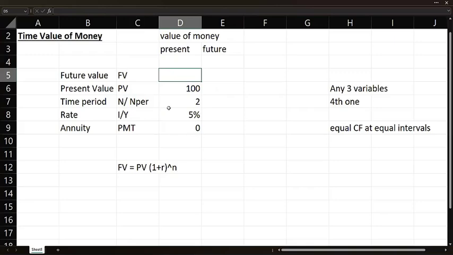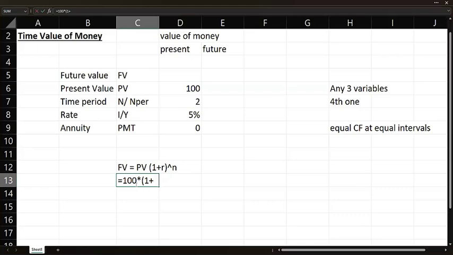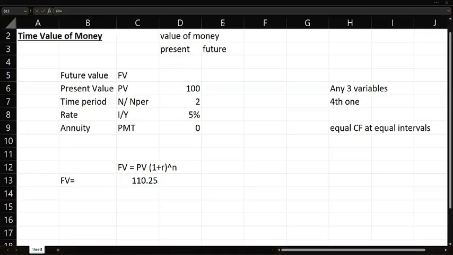So if you're required to find the future value of money, how can you do that? We will be using this formula. Give an equal sign. What is the present value? It is 100 multiplied by 1 plus the rate of return that is specified as 5%, and that will grow for a period of 2 years. And that will give you the answer as 110.25, which is nothing but your final value, the future value. Fine. I hope this is very basic. Every one of you is able to understand what's going on.